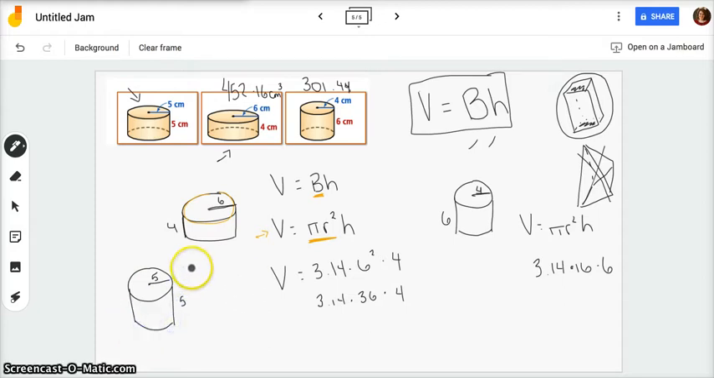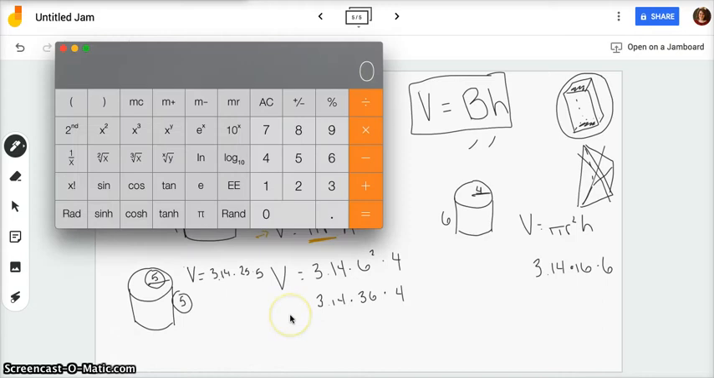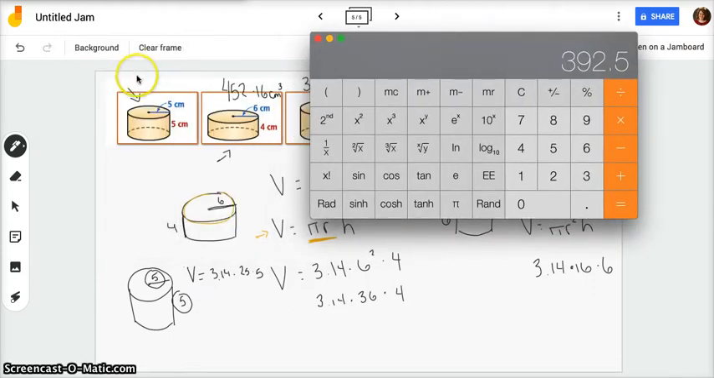So volume equals pi radius squared times height. So volume equals 3.14 times radius squared, that's 5 times 5 is 25, times the height, which is 5. And if we type that into a calculator, we will get 3.14 times 25 times 5, 392.5.